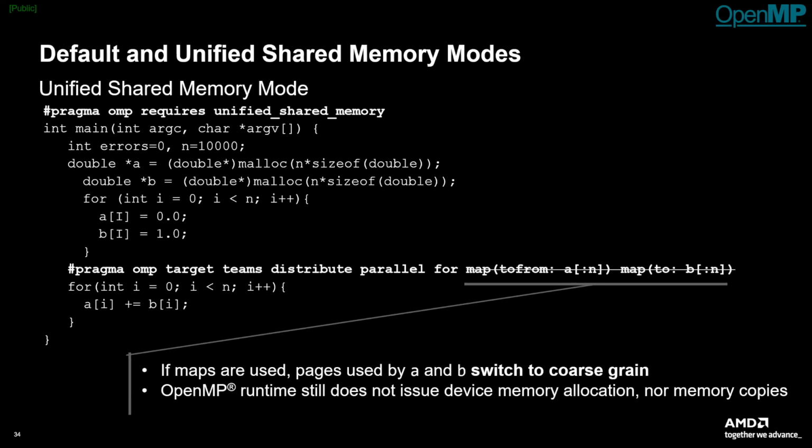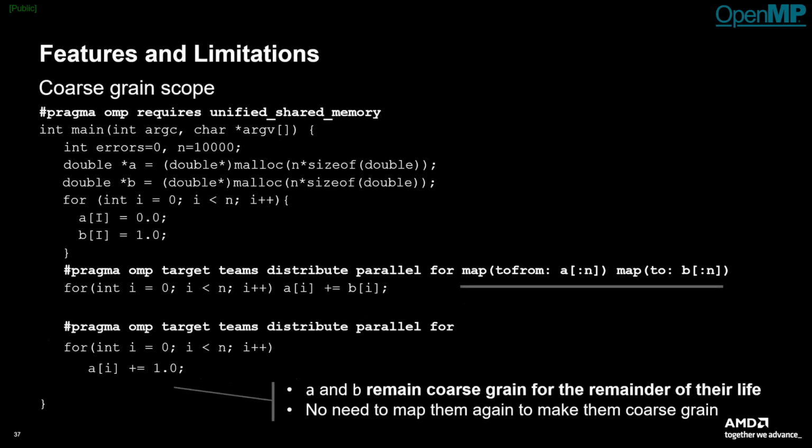So if we do supply those maps, then they switch to coarse grain. This is using the unified shared memory, and so it's going to move it over to the GPU. And without that map, it's going to be fine grain. If we put the map in, it's going to be coarse grain. It's also sticky. So if we map it initially over to the GPU with a map call, the subsequent calls will also be coarse grain.